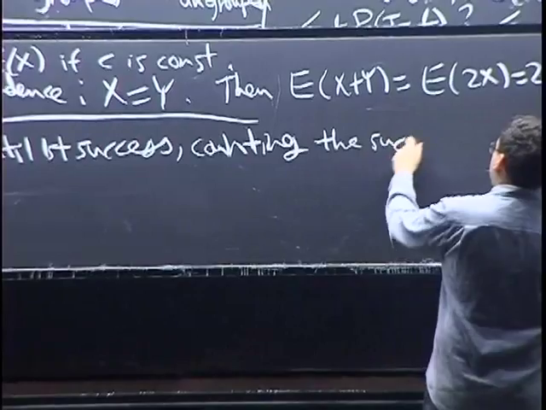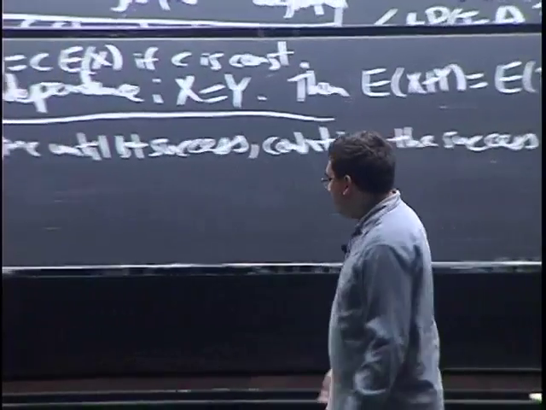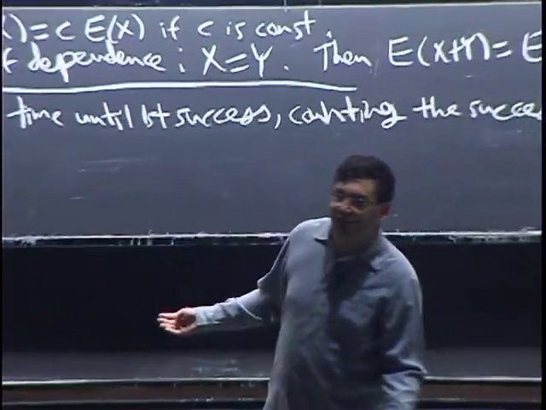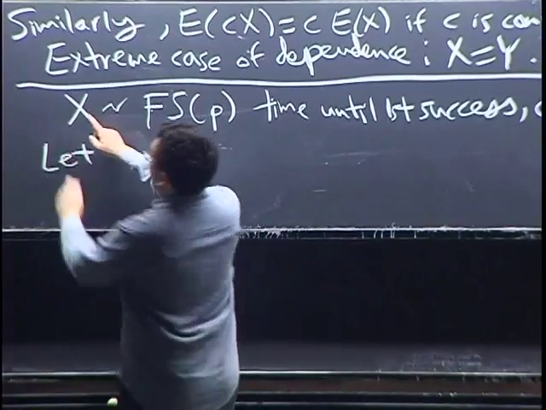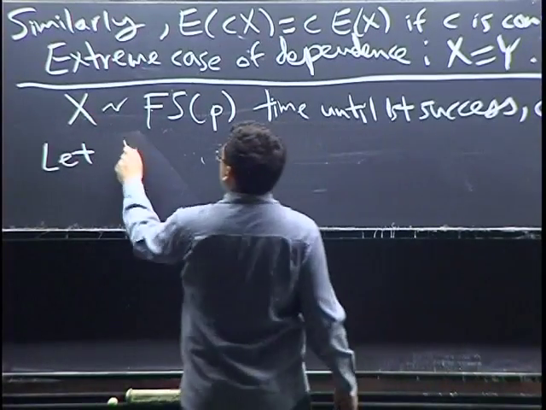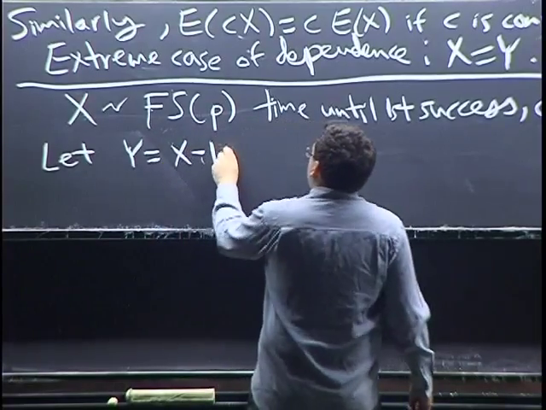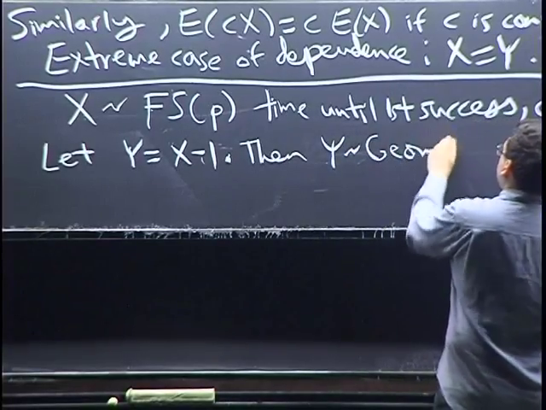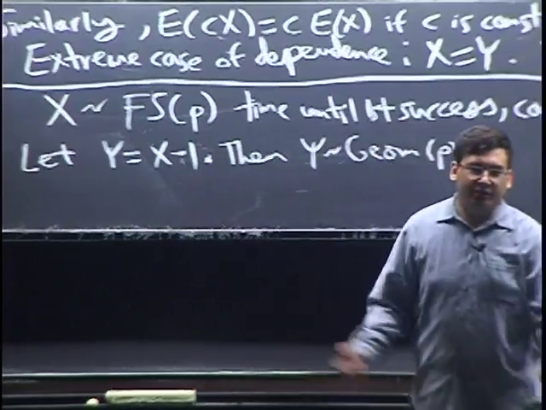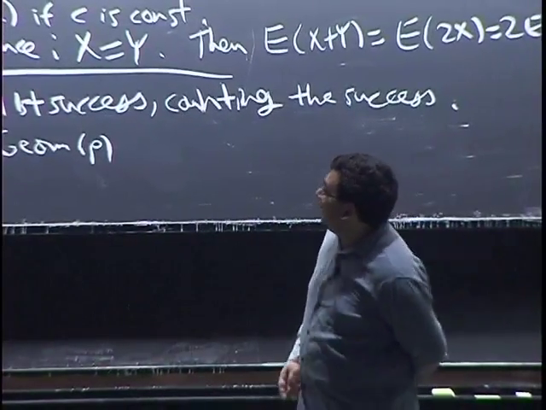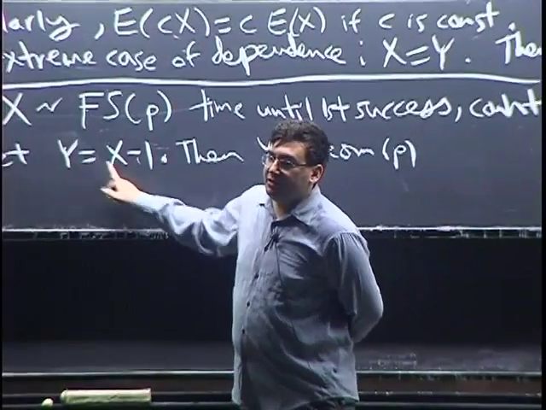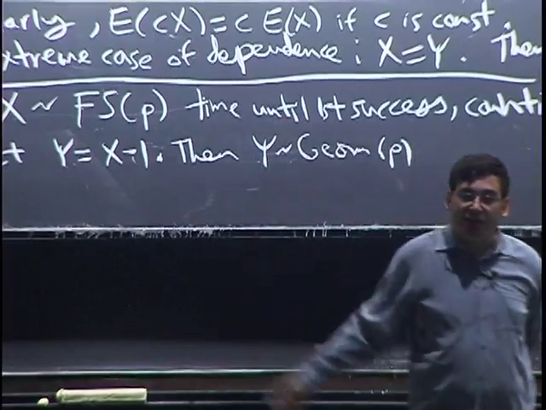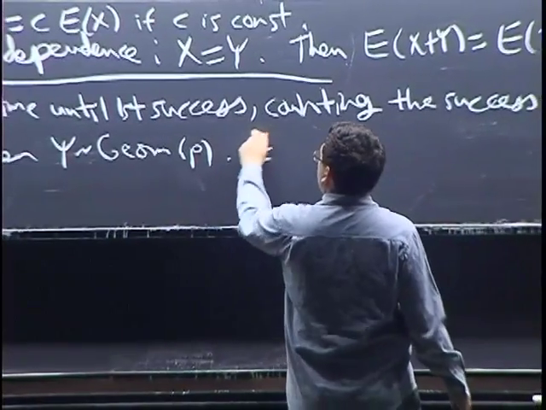That's first success. Okay? Well, if we wanted to deal with this problem, we don't need to go through a whole new theory. All we have to do is, if we wanted to deal with such an X, just let Y equal X minus 1, right? Then, by our definition, Y is geometric p. I subtracted 1 just because I don't want to count the success, that's all. And so then it's easy to relate the two PMFs, right? Because if we want to know the probability that X equals something, just rewrite that in terms of Y. That's very easy.